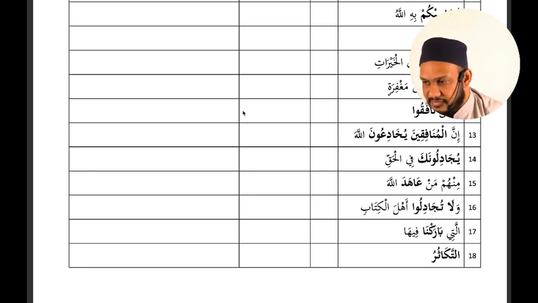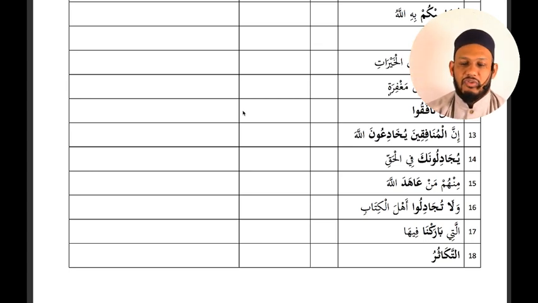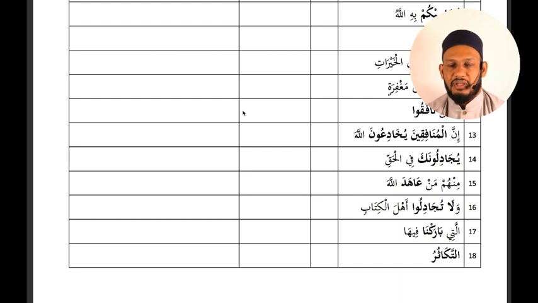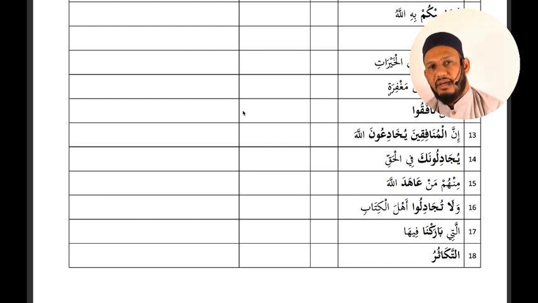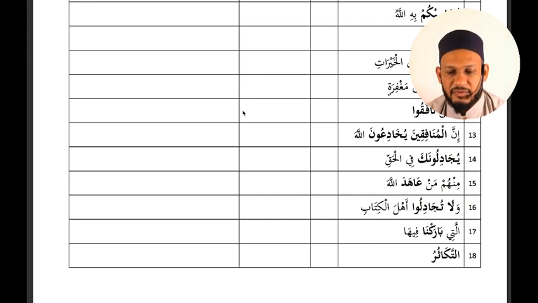Number 14. Yujadilunaka fil haqq. Jadala, yujadilu. It's the fi'lul mudari'. Third bab. Go down. Yujadilu. Yujadiluna means to argue. And remember that the third bab is mutuality, so it's two people arguing. Yujadiluna, they are arguing. Yujadilunaka, they are arguing with you, Muhammad sallallahu alayhi wa sallam, fil haqqi, regarding the truth.